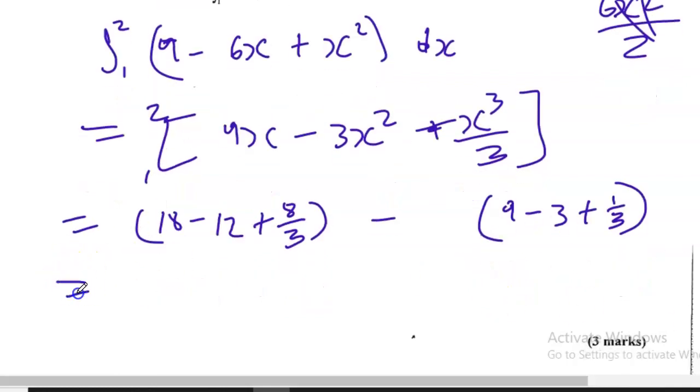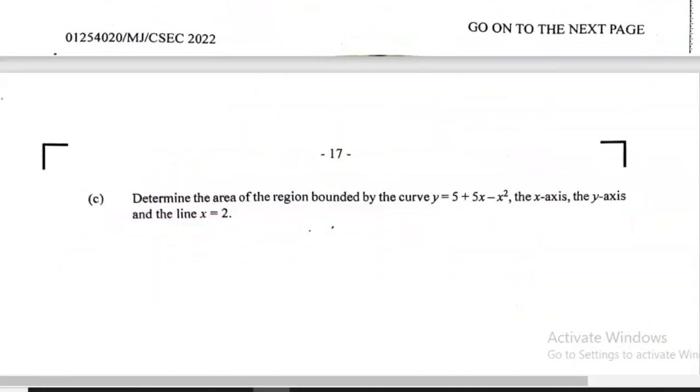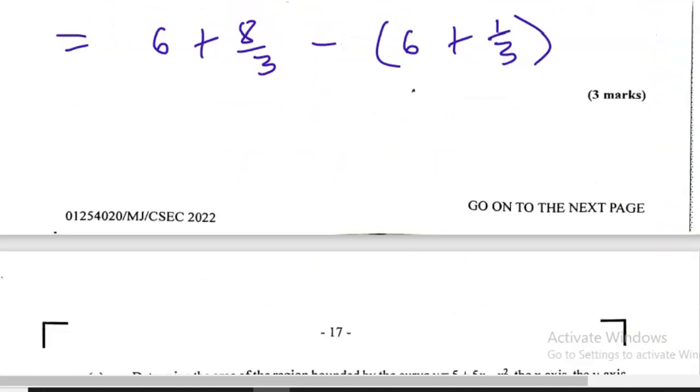So the first bracket works out to be 18 minus 12, that's 6. So that's 6 plus 8 over 3. Minus, in the bracket here, 9 take away 3, that's 6 plus a third. So this thing is jumping all over the place.